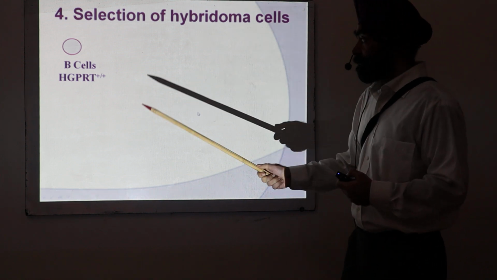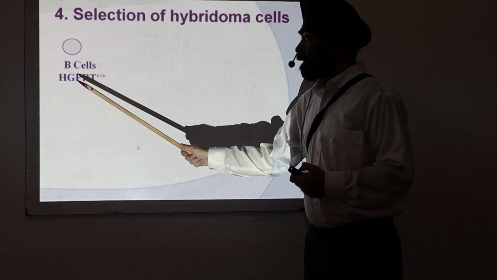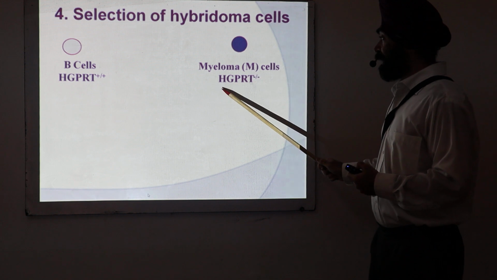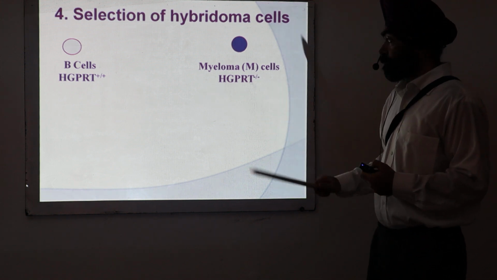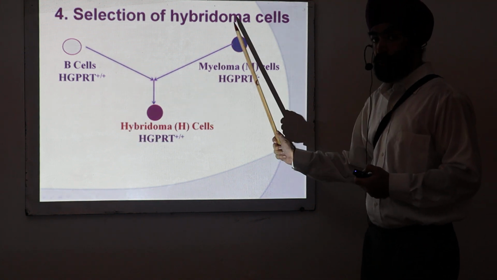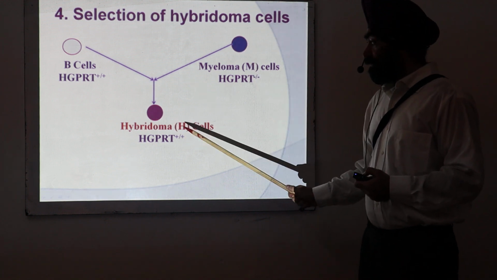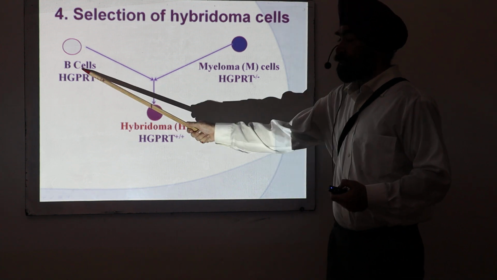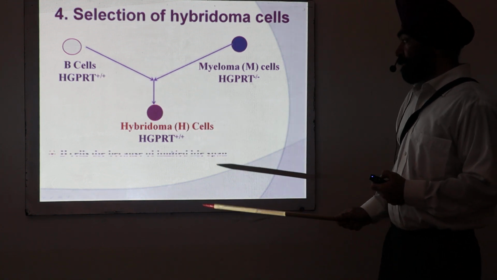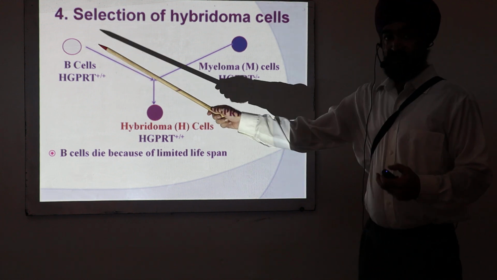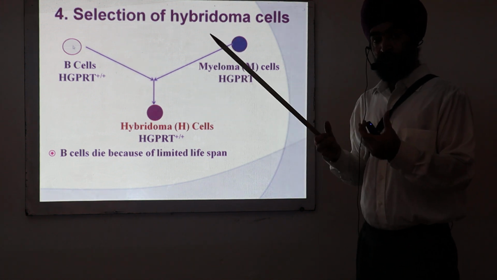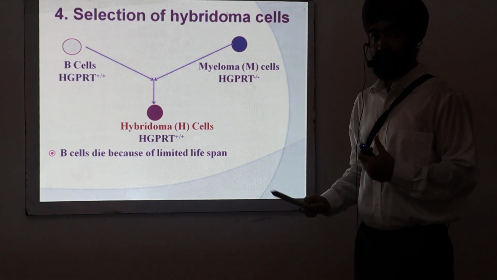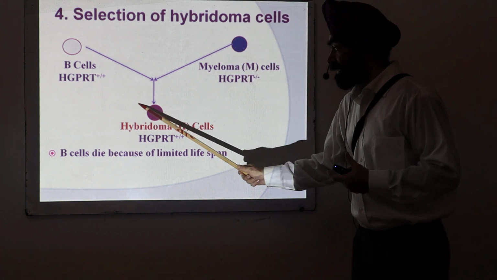I am just repeating the same thing. B cells were HGPRT positive. Myeloma cells were HGPRT negative, as I told. So when you fuse these two, the hybridoma cells will be HGPRT positive, because they get this enzyme from the B cells. That means you have three kinds of cells at the end. After you take the B cells and M cells and fuse them, you get the hybridoma cells. Now you have to selectively take the hybridoma cells.